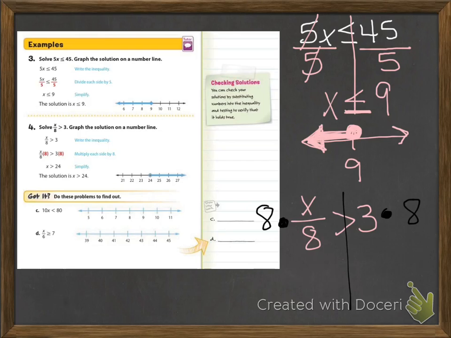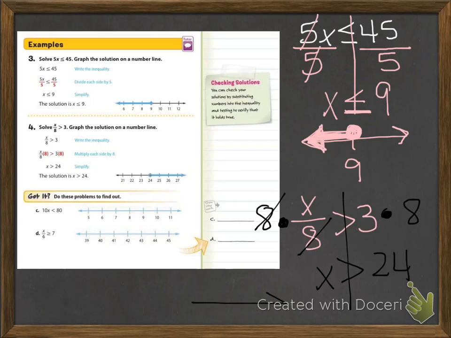Notice that I did not use the multiplication symbol x. You cannot introduce new variables or additional variables when you're dealing with algebra, or they will be completely wrong. To finish this guy out, those guys cancel out. You have x is greater than 24 because 3 times 8 gives you 24.